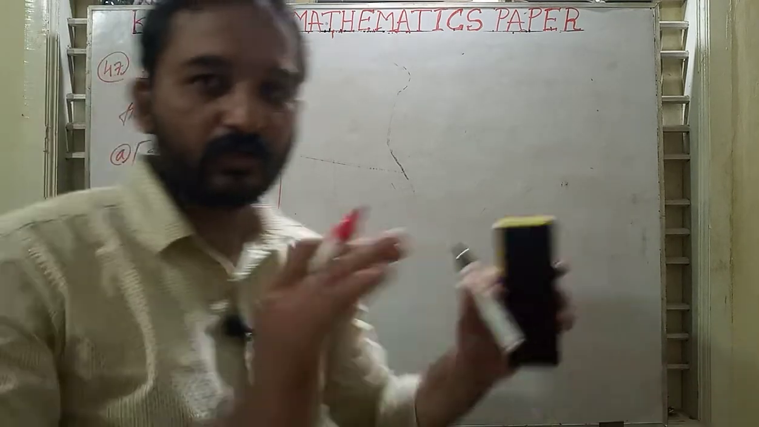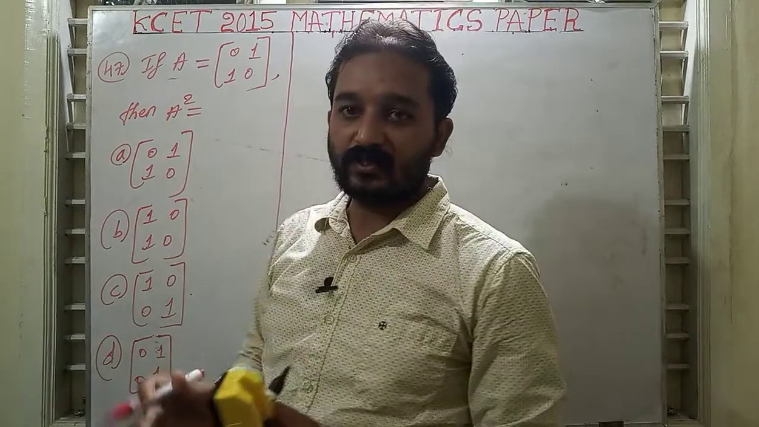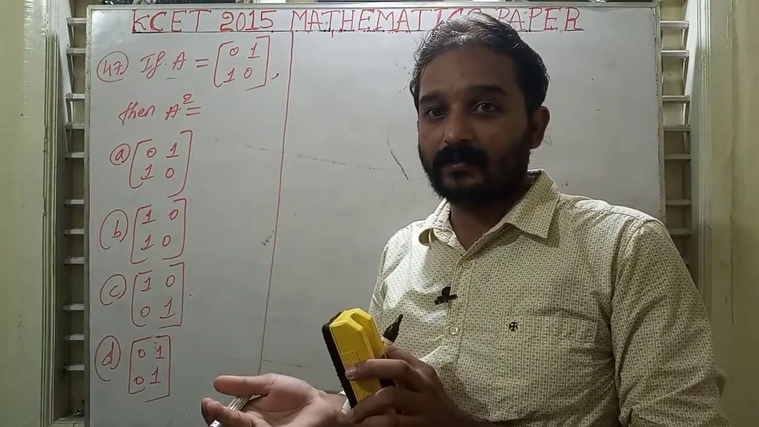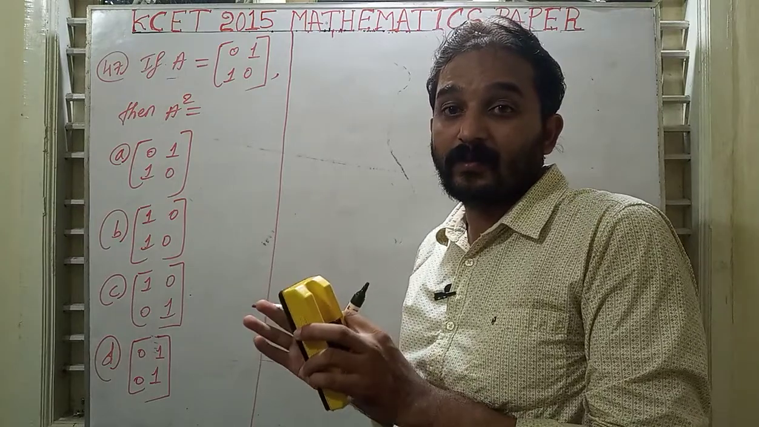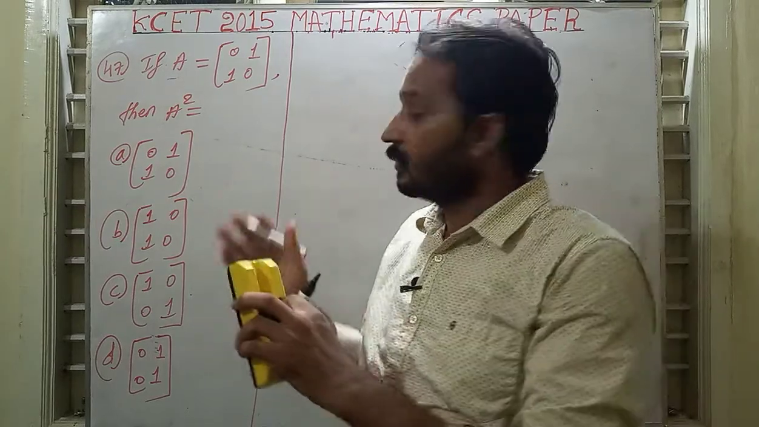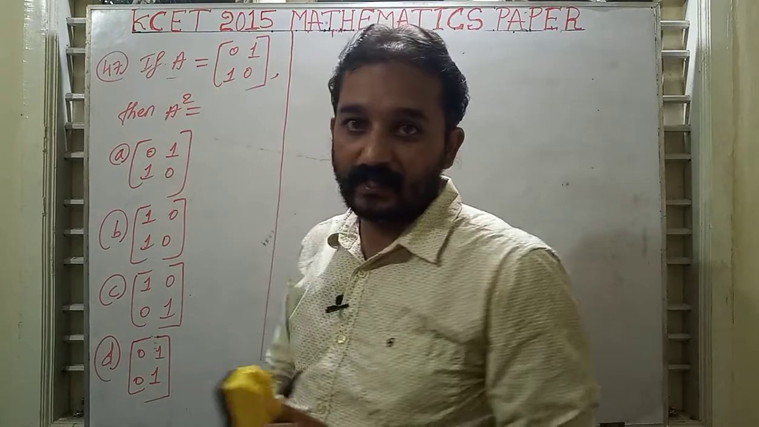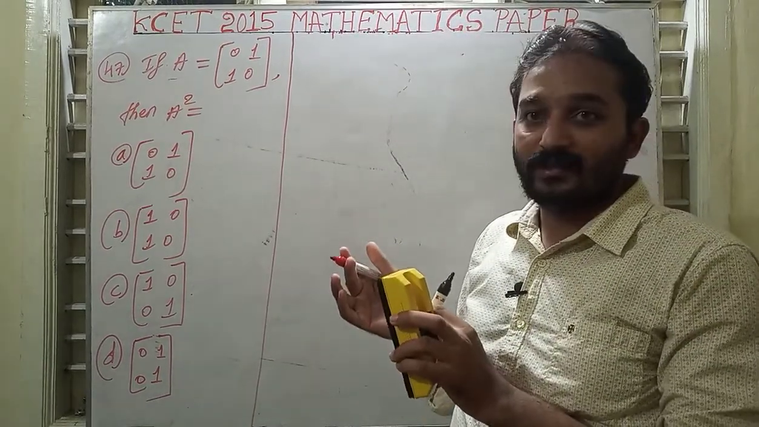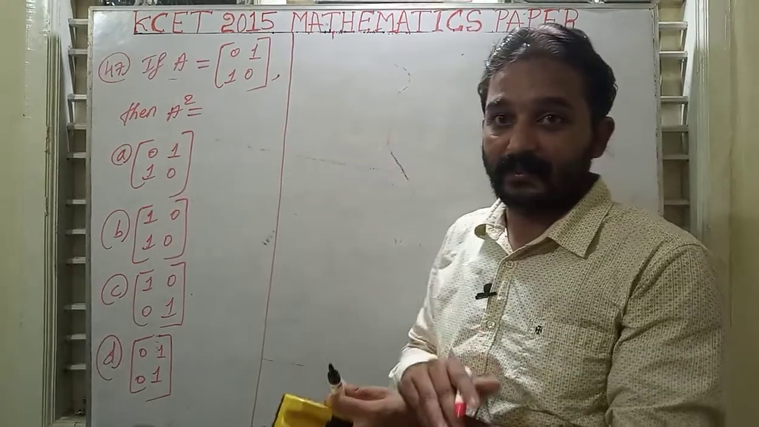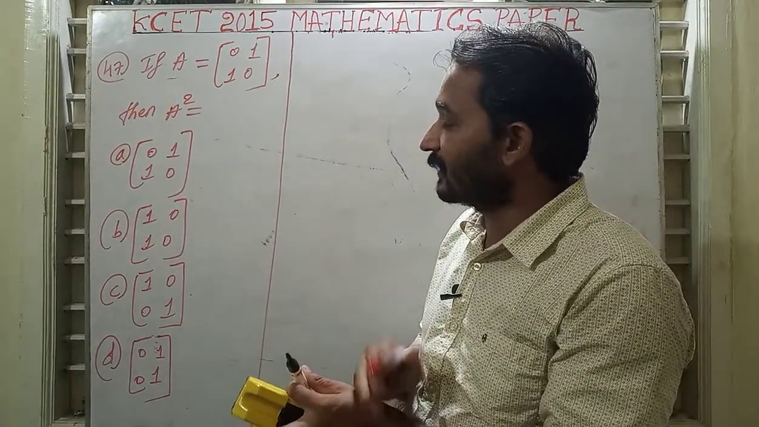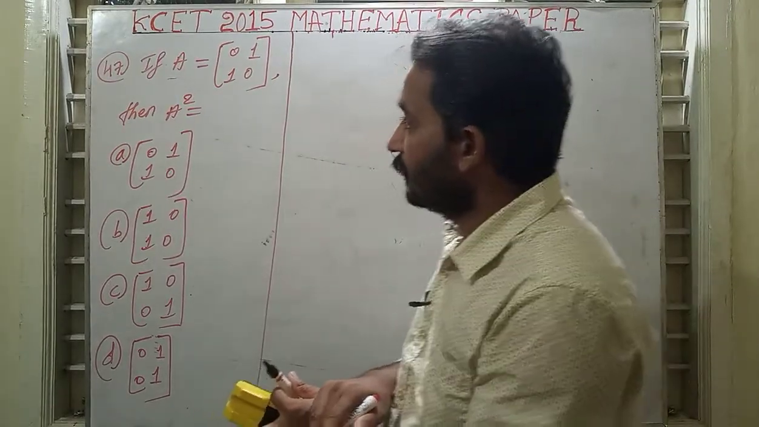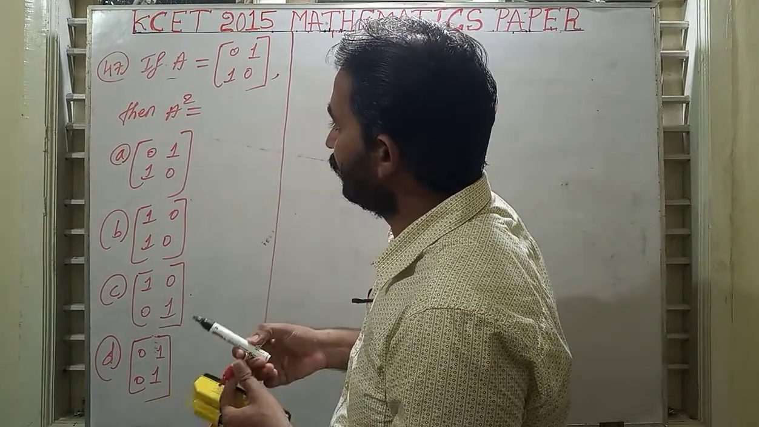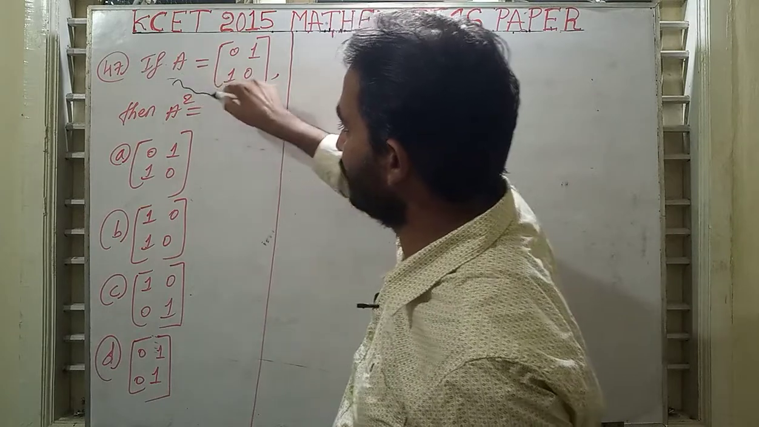Now let us move on to question number 46. This question is based on the chapter of matrices, particularly algebra of matrices. Here we use matrix multiplication. So A square is nothing but A into A. Usually they ask 1 or 2 questions on this chapter in KCET. So this is the second question. Let us see the question. If A is given in this question, we have to find A square. Easy question, very easy question.